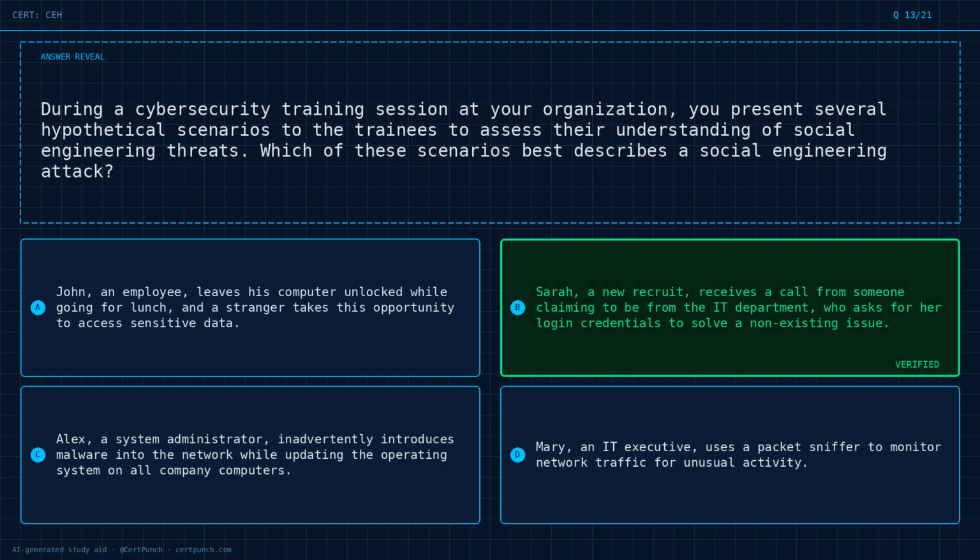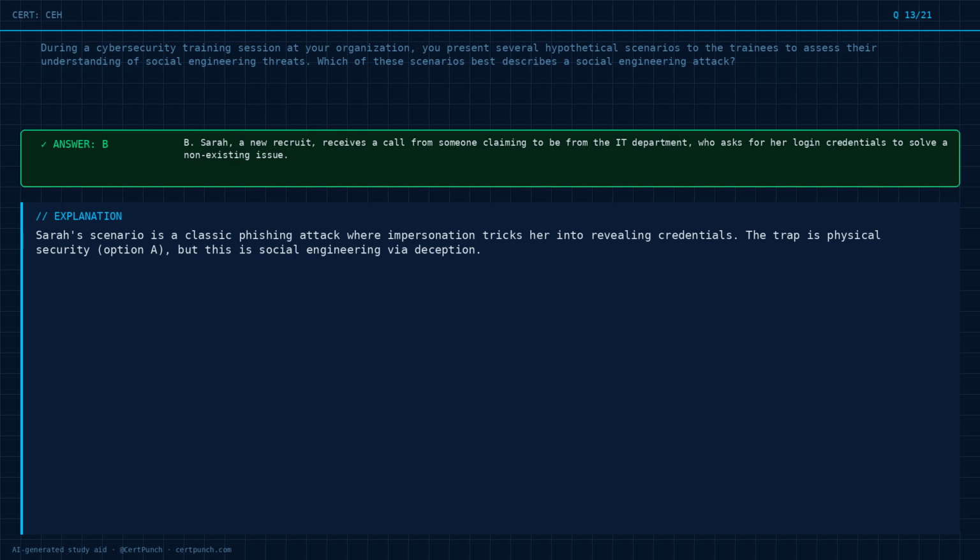The answer is Option B. Exam logic. Sarah's scenario is a classic phishing attack, where impersonation tricks her into revealing credentials. The trap is physical security, Option A, but this is social engineering via deception.